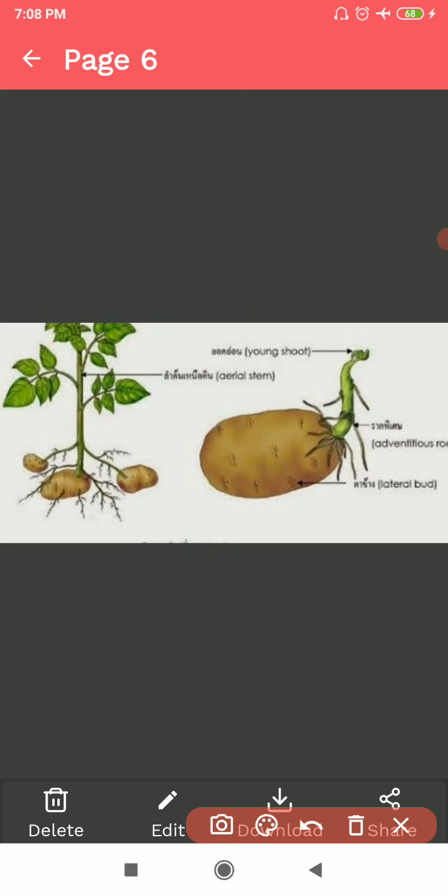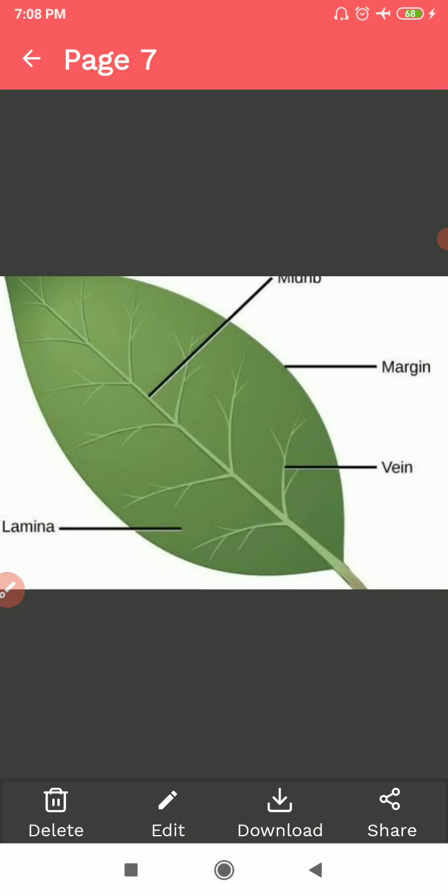The green plants prepare their own food with the help of these leaves. The leaf is therefore called the food factory of the plant or the kitchen of the plant. We will understand the structure of a leaf. The leaf consists of three main parts: the leaf blade or the lamina, the midrib, and the side veins.